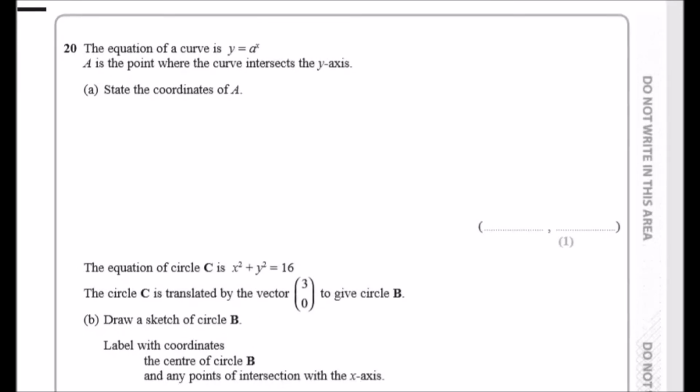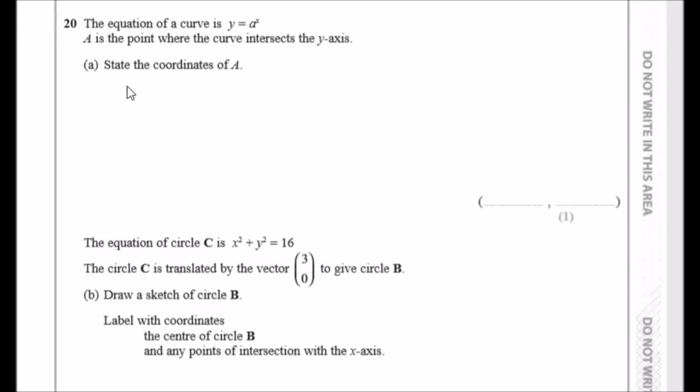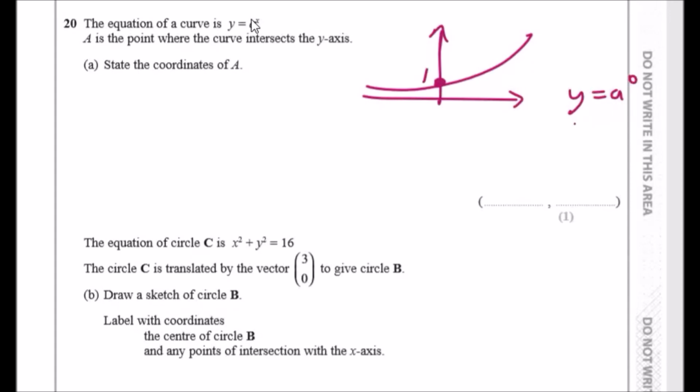Okay, so I'm going to have a think about this one. The equation of a curve is y equals a to the power x. Just a quick recap, a to the x looks a bit like that. It's a power graph, and you can think of it as when x is 0, you get a solution of 1, because y equals a to the power 0 is 1. So a is the point where the curve intersects the y-axis. It's 1. State the coordinates of a: 0, 1. Okay, that was easy.